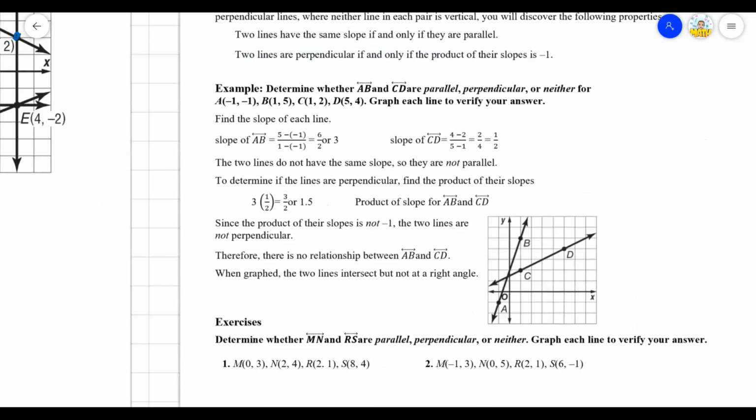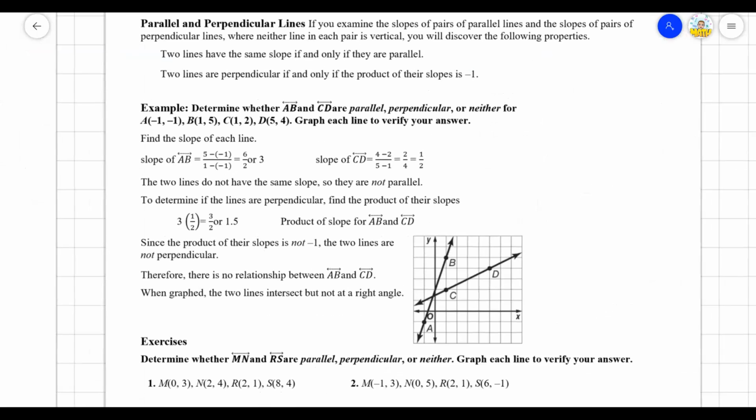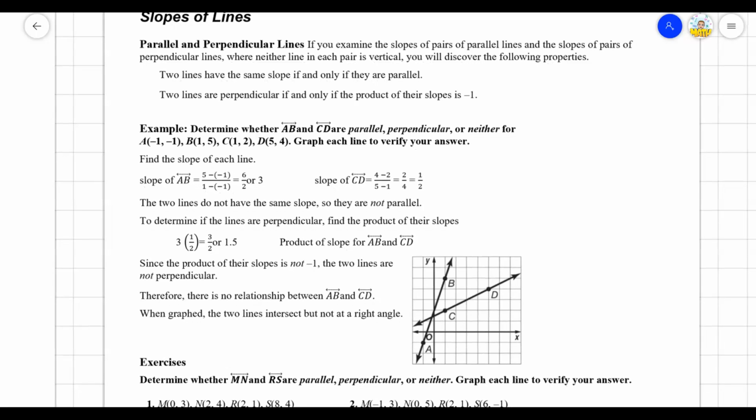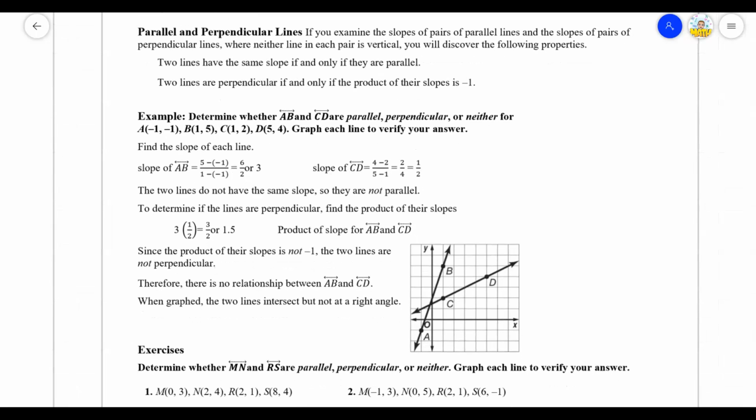Now we want to revisit this idea of parallel and perpendicular. Remember, if two lines are parallel, they have the same slope. Parallel lines have the same slope. If two lines are perpendicular, the product of their slopes is -1. In other words, they're opposite reciprocals of each other. Easier way to say it: if we have 2/3, the slope perpendicular to that would be -3/2, because if I multiply these two, I get a product of -1.